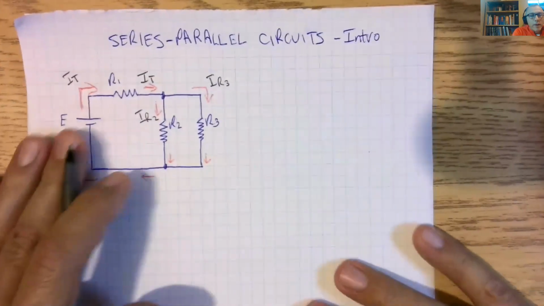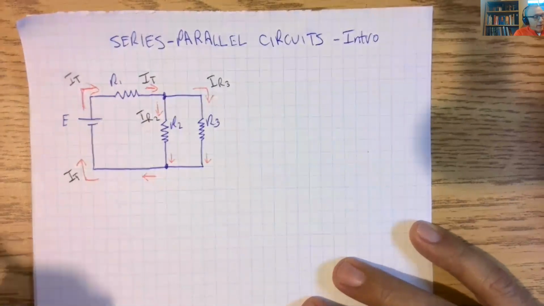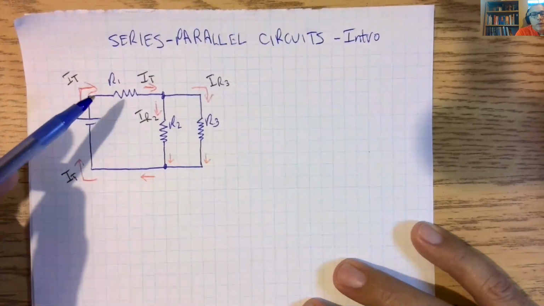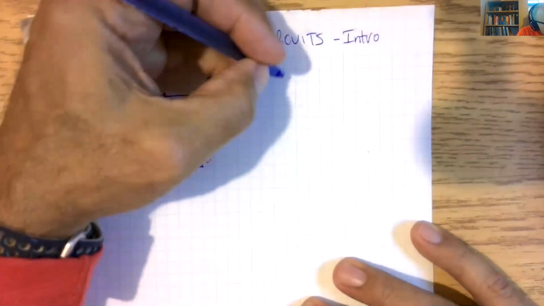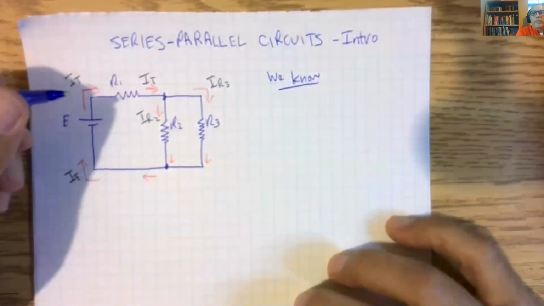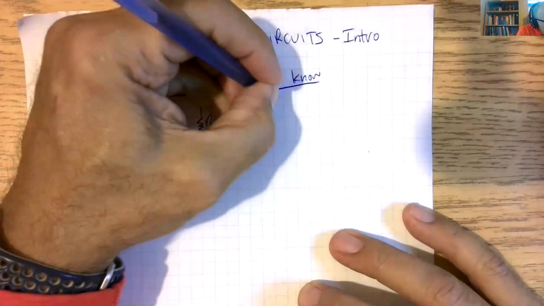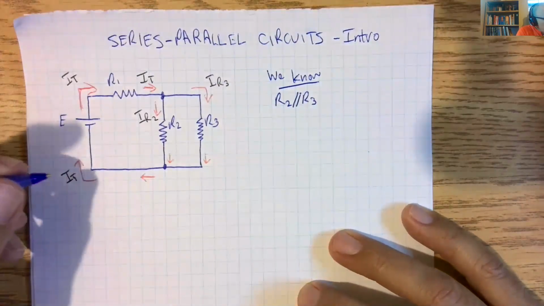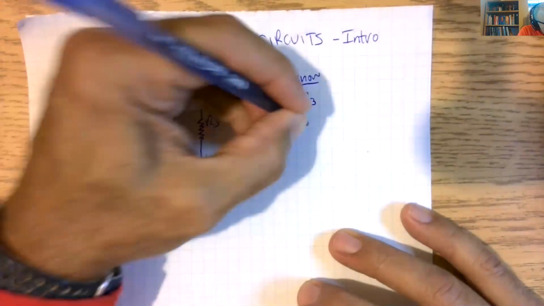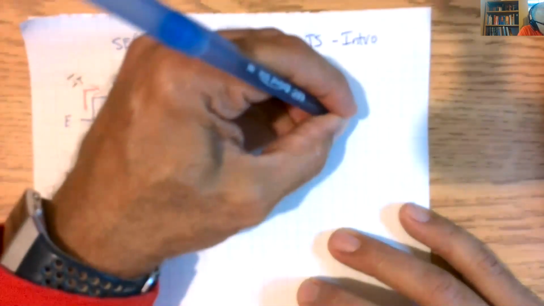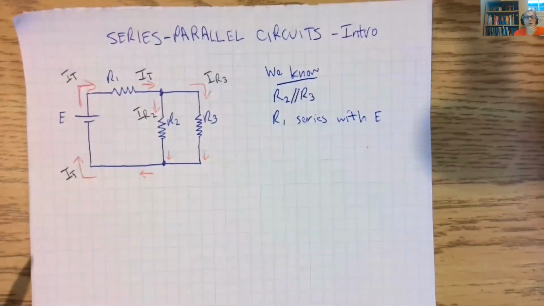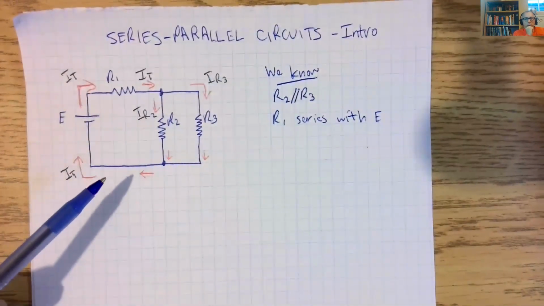All right, so let's analyze this circuit, or as I like to do, let's overanalyze it. Let's talk about relationships. We know that R2 is in parallel with R3. We know that R1 is in series with E. So this is the most basic series parallel circuit.